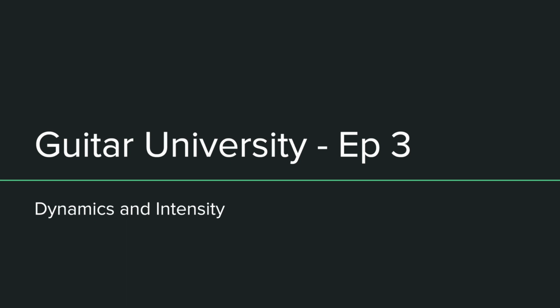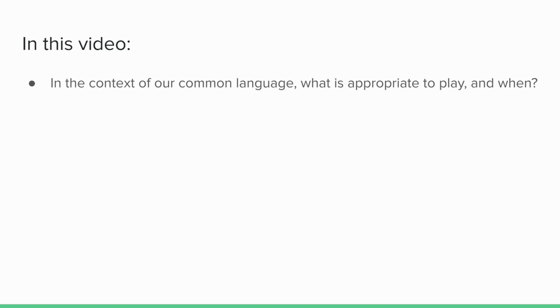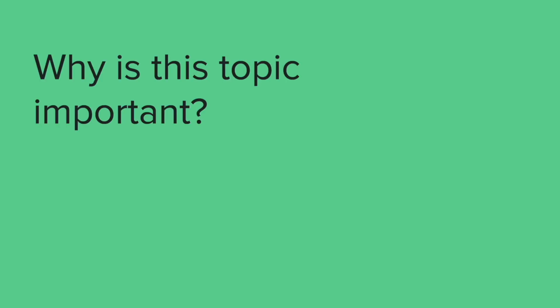This is episode 3, and in this episode, we're going to talk about dynamics and intensity. Specifically, in the context of our common language, what is appropriate to play and when? We're going to talk about pickup positions, picking methods, pad reverb, and padding. And so, what does all this mean? And why is this topic important?